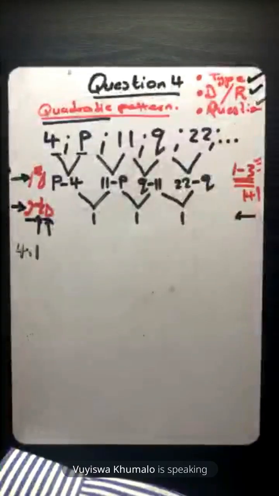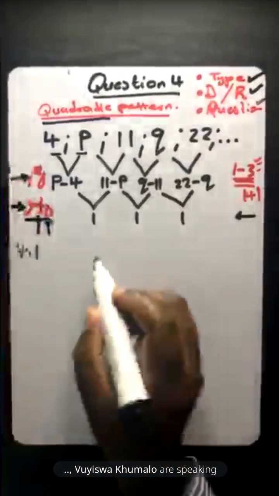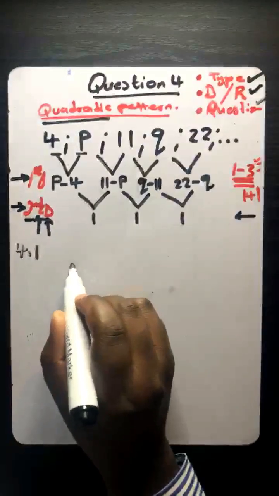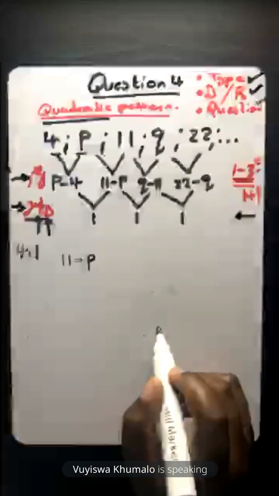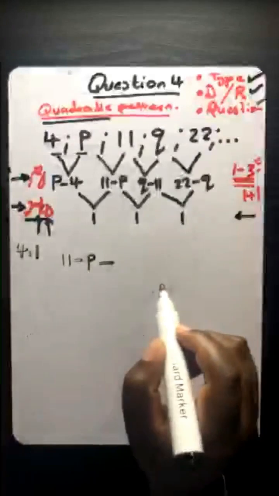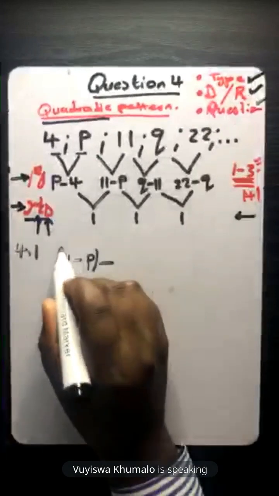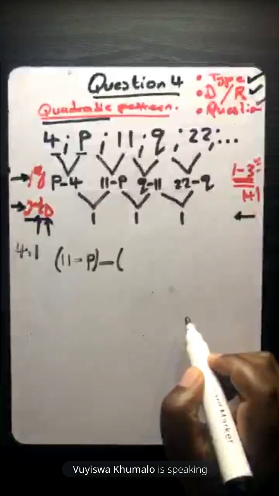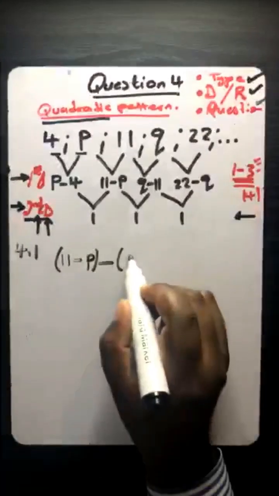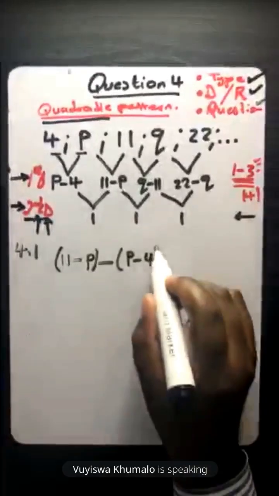Okay, so I think we're going to use the difference formula. So we're going to say 11 minus P, and then say minus, but put it in brackets, open brackets, P minus 4, close brackets is equal to 1.